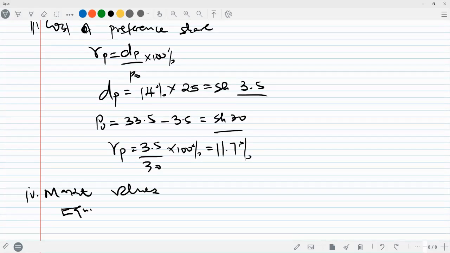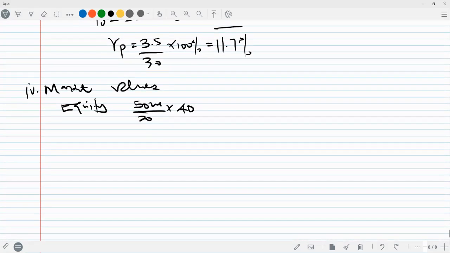We begin with the equity. We get the market value of equity, which is the number of shares issued. The total nominal value of the shares of the company is 50 million. One share has a value of 20, therefore divide by 20 to get the number of shares. Then you multiply by the ex-dividend price, which is equal to 40. That is the market value of the equity.